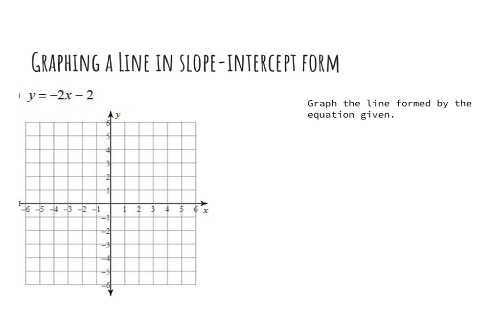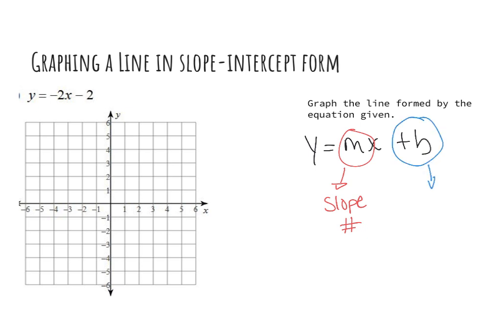Graphing a line in slope-intercept form. So slope-intercept form is any equation that's written in the form y = mx + b. The m represents the slope, and that would be just a number. Your b represents the y-intercept, which would also be a number. So the m and b are just letters there to represent something that should be a number.